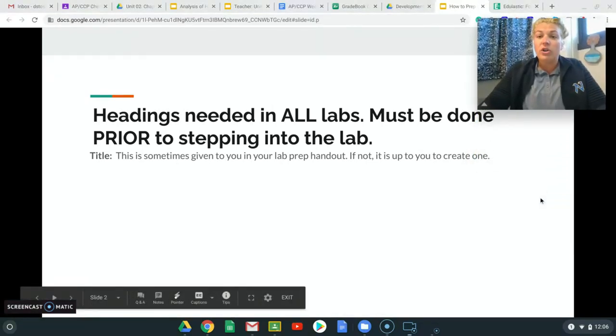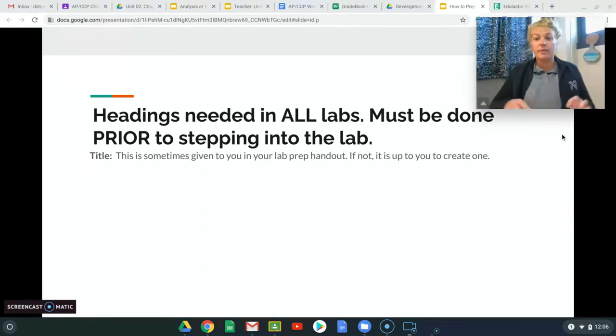All of these headings that I'm going to talk about must be done prior to you performing the lab. So before you, for this year, before you even step foot into the lab, your lab notebook has to have the following things, okay? The first one is the title. So this is sometimes given to you with your lab prep handout. If it's not, you have to create one, and we'll talk about what that looks like.